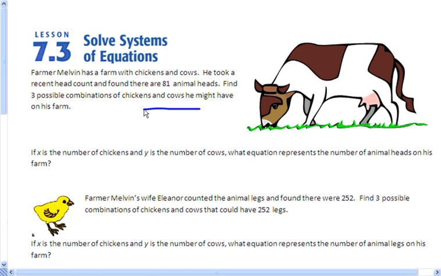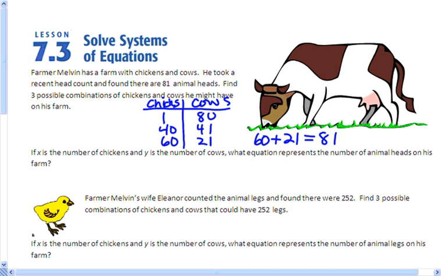So if there's 81 chickens and cows, or 81 heads, then that should be the same as the number of chickens and cows. So some possibilities would be 1 chicken, 80 cows, or 40 chickens, 41 cows, 60 chickens, 21 cows, etc. You're probably getting the idea that there are many possibilities here, and there are. The way you would check to make sure you have the right answers is to make sure that your chicken heads plus your cow heads add up to 81.